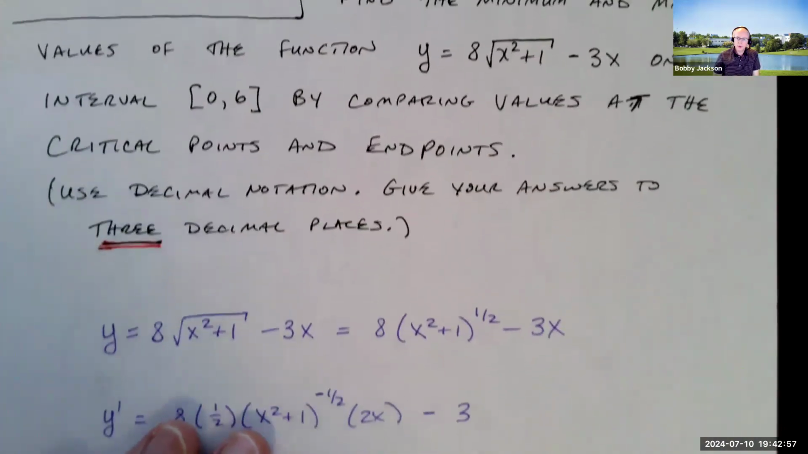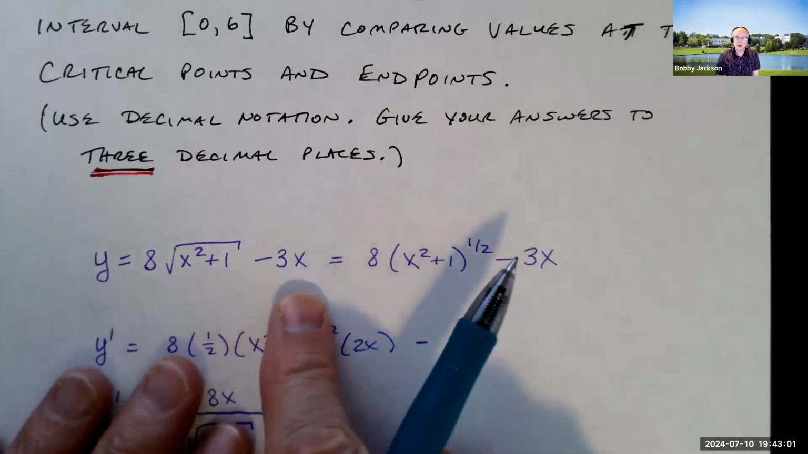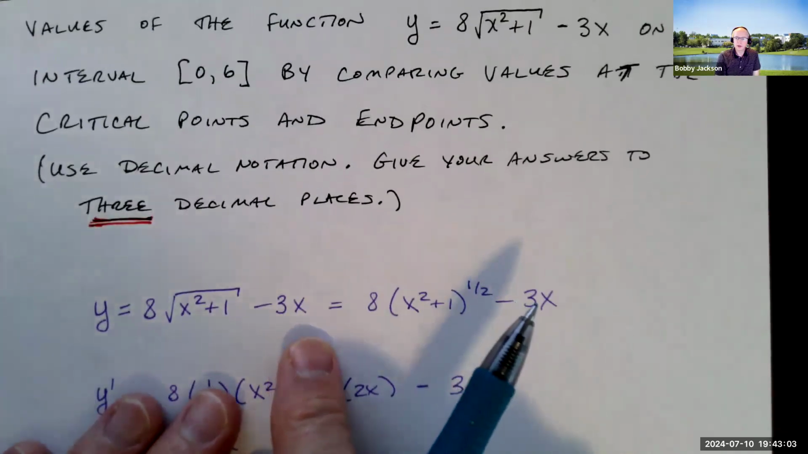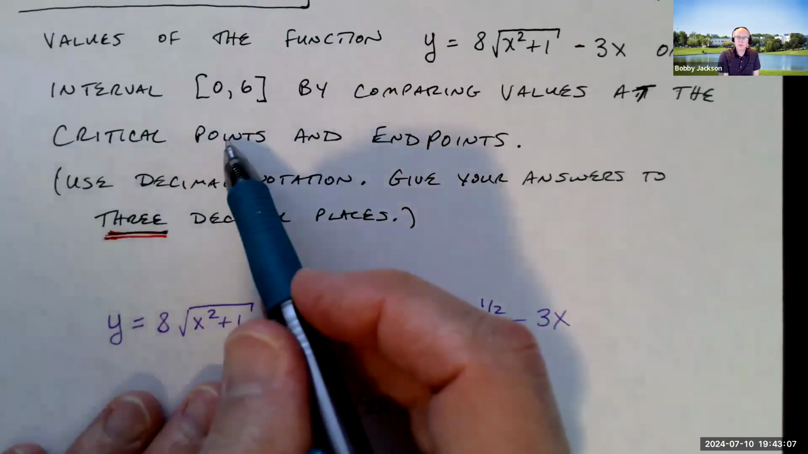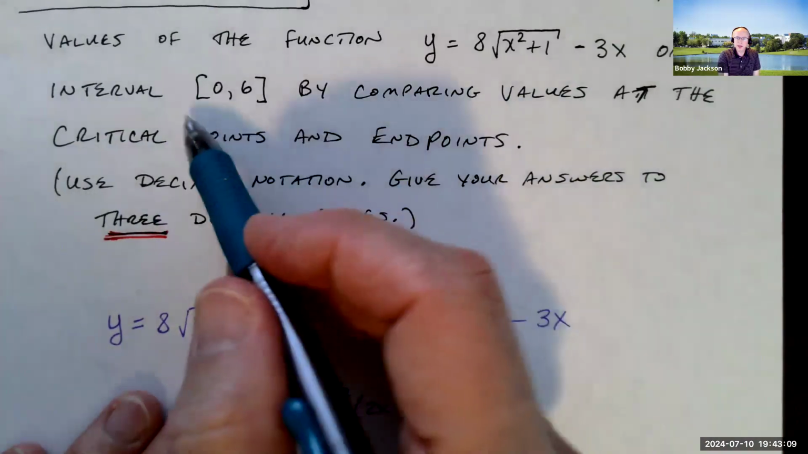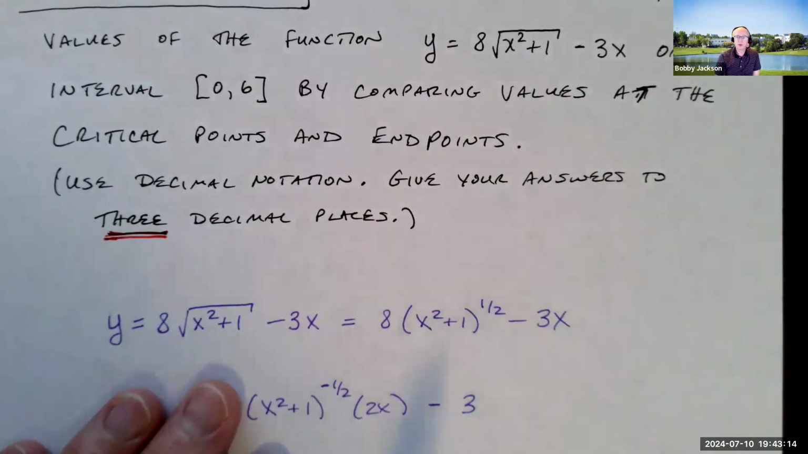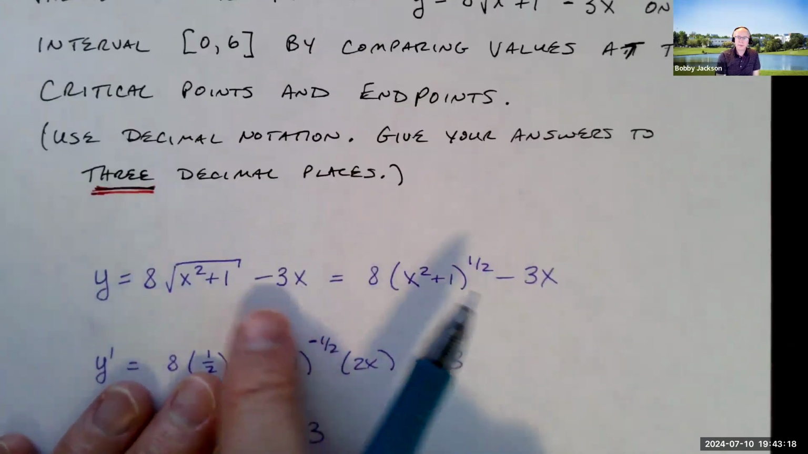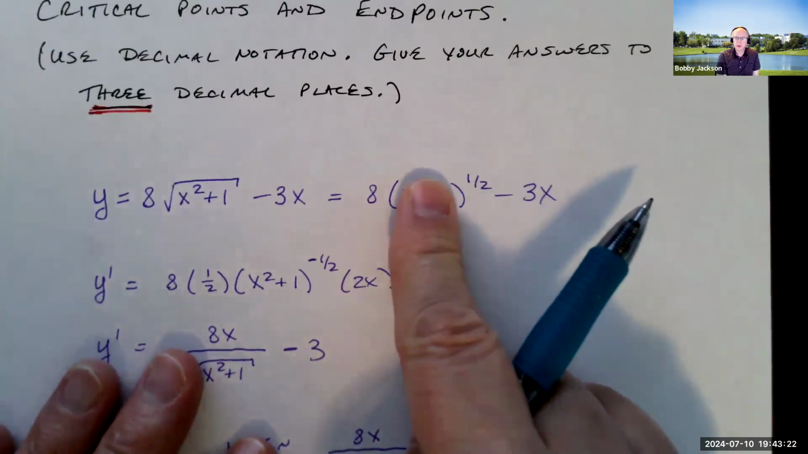So here is the function, and the first thing I would do is rewrite it, because we're going to need to take the derivative to find critical points. That's what we need. We have the endpoints. The endpoints are 0 and 6, so we need critical points. That's where the derivative is either 0 or undefined. So I'm going to rewrite this this way. The square root of x squared plus 1 is x squared plus 1 to the 1/2.